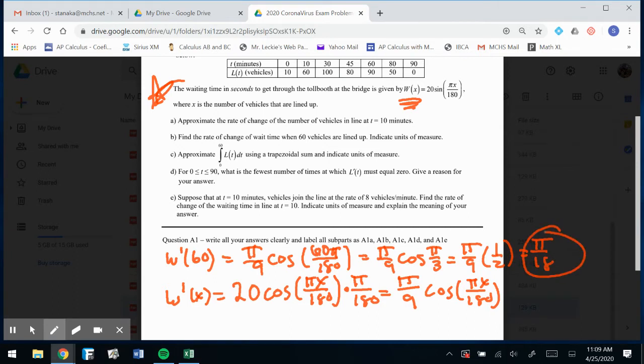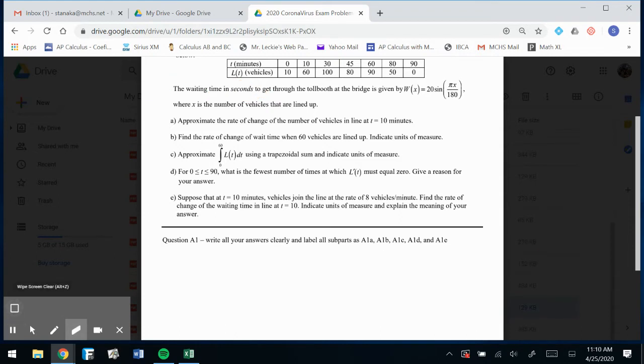Now, you better be careful in this problem, because it says to do the units of measure, right? And so we get pi over 18, but what would be the units of measure? Well, wait time is measured in seconds, and our x is vehicles, so it'd be seconds per vehicle. Make sure you have that. My best guess, and this teacher that sent this to us, their best guess is that'd be 2 points. So hopefully right now you are 3 out of 3. If not, bring your questions to Google Meets.